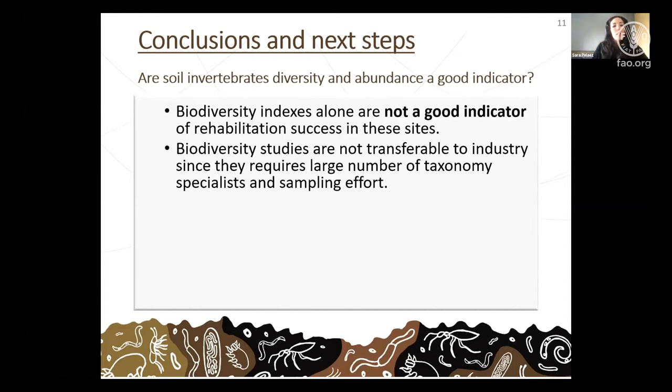We also would like to highlight that this kind of large general invertebrate diversity study is not transferable to industry, since it requires a large number of taxonomy specialists and sampling effort.